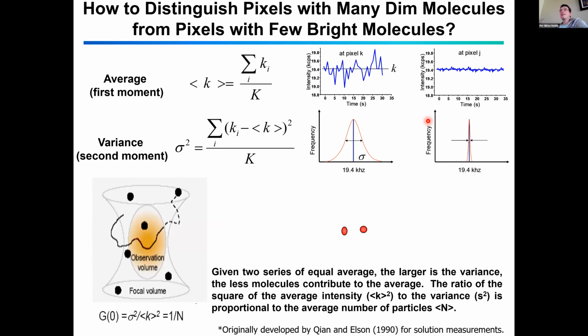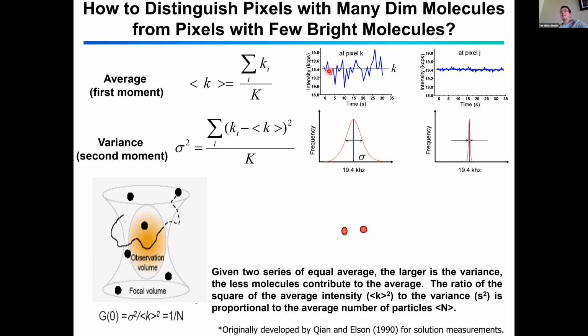So how does this method work? So the question is, how do we distinguish many dim molecules from few bright molecules, which in the end could give you the same average signal? So this scenario is illustrated in the top row. So in the first case, we have few but bright molecules because they are aggregates.